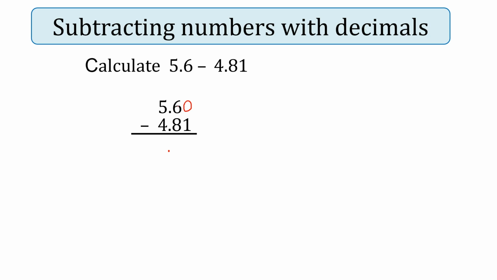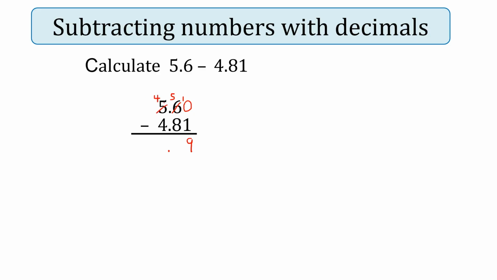So notice from this 6 here, I'm going to borrow a 1 from this 6 and turn this into a 5. But if I borrow 1 from this 6 and turn it into a 5, that's actually considered a 10. So this is now a 10. So it'd be 10 minus 1, which makes 9. Now I have 5 minus 8, which I once again can't do, so I have to borrow from the 5 to make it a 4.